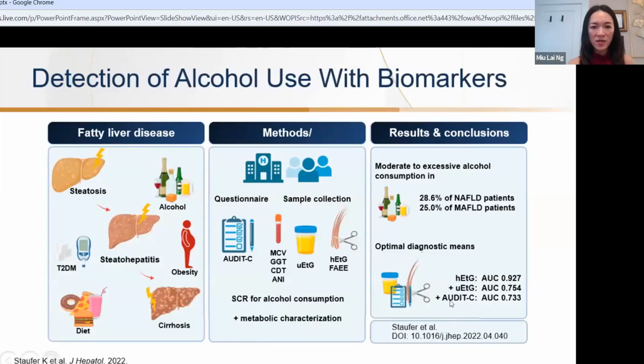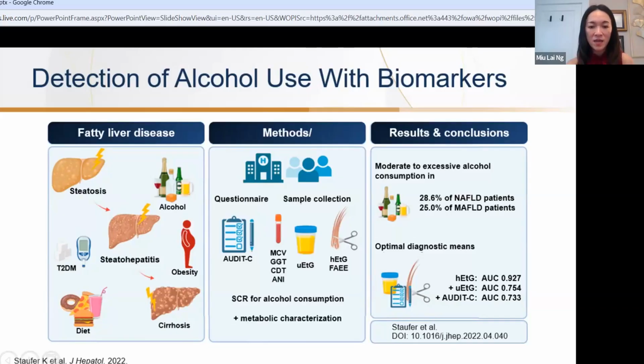So here is some detection of alcohol use with biomarkers. Of course, you can do a questionnaire. You can get some samples. You can evaluate how much alcohol the patient consumes. Also, you want to evaluate whether the patient has risk factors to develop fatty liver disease, including whether they have underlying metabolic syndrome such as type 2 diabetes, what their diet was, and look at their BMI and their lifestyle.